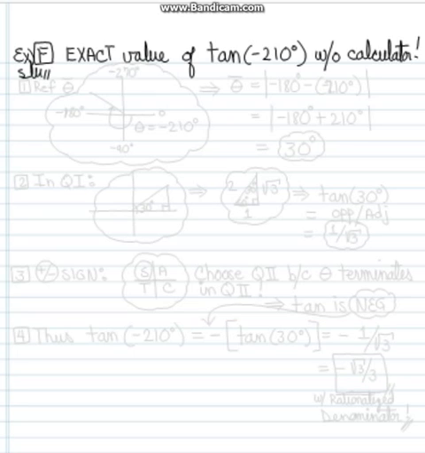Find the exact value of the tangent of negative 210 degrees without using a calculator. Okay, this is going to involve the reference angle, and this is a negative 210. The first step is to identify the location and the value of the reference angle, theta bar.